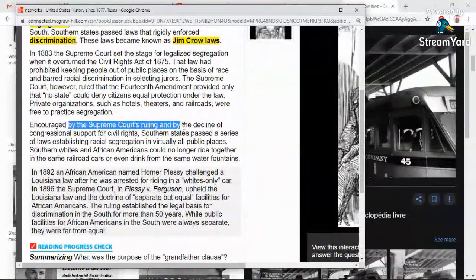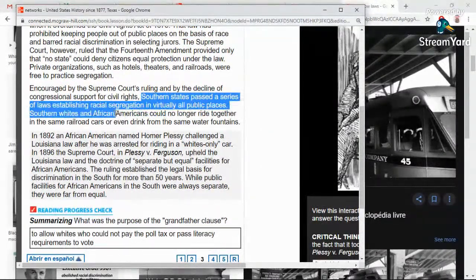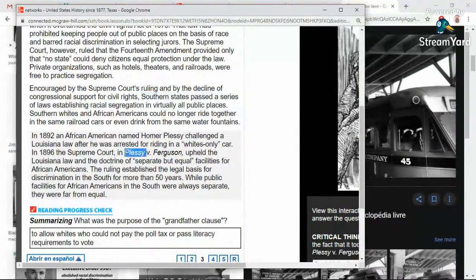So, encouraged by the Supreme Court's ruling and by the decline of congressional support for civil rights, Southern states passed a series of laws establishing segregation in virtually all public places. Southern whites and African Americans could no longer ride together in the same railroad cars or drink from the same water fountains. And this is what we call Plessy versus Ferguson. Okay. And they argued that this doctrine was separate but equal, which means, hey, we're treating you equally under the Constitution. We just prefer that you are separate. Okay? Does that make sense?